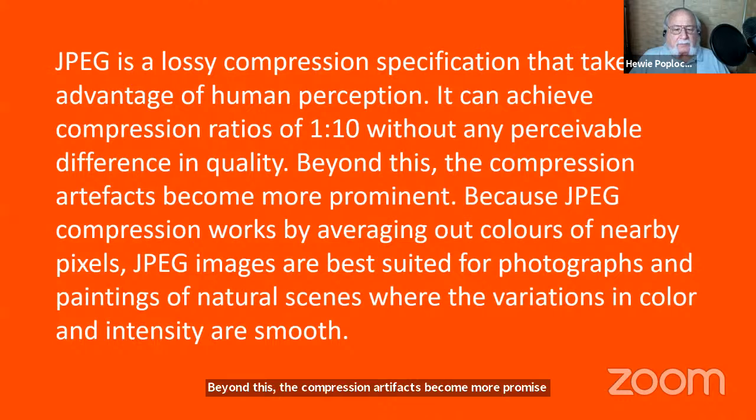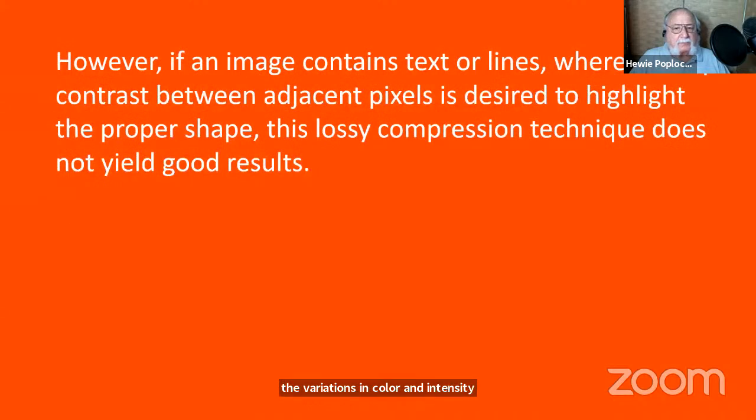Because JPEG compression works by averaging out colors of nearby pixels, JPEG images are best suited for photographs and paintings of natural scenes, where the variations in color and intensity are smooth. However, if an image contains text or lines where a sharp contrast between adjacent pixels is desired to highlight the proper shape, this lossy compression technique does not yield good results.